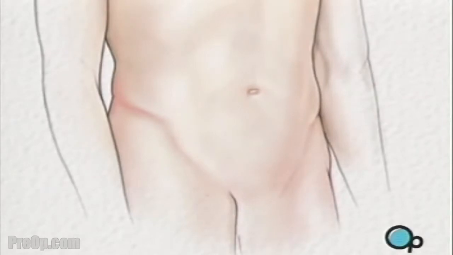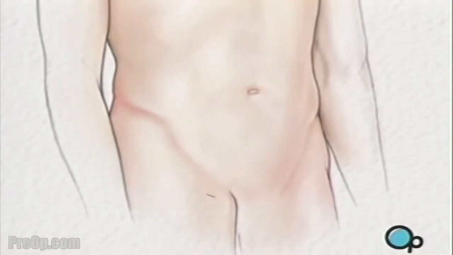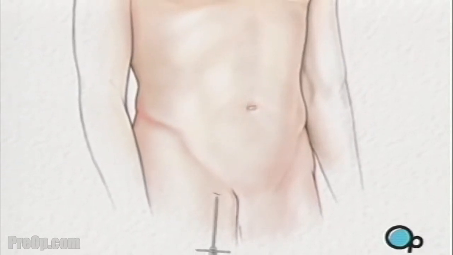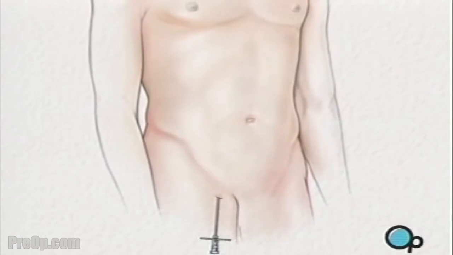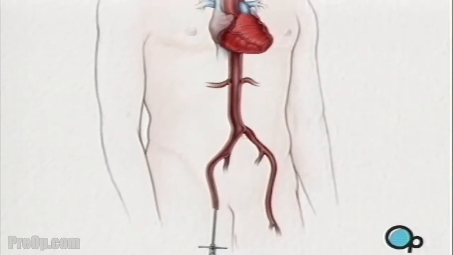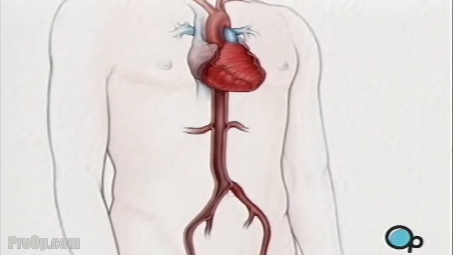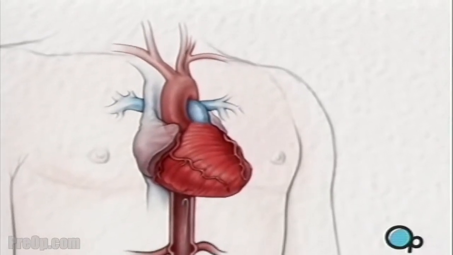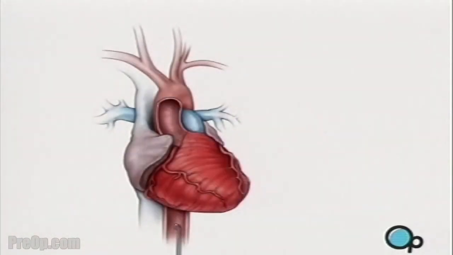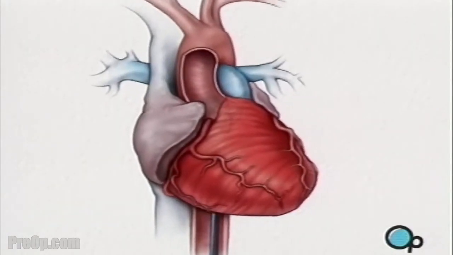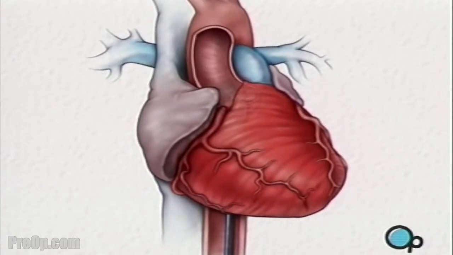Then the doctor will make a small cut over the femoral artery in the upper part of the leg. A special needle is then inserted into the artery itself. Then a guide wire is carefully passed through the needle and gently pushed into the artery and upwards towards your chest. A narrow tube, called a catheter, is threaded along the wire until it too has reached the coronary artery.